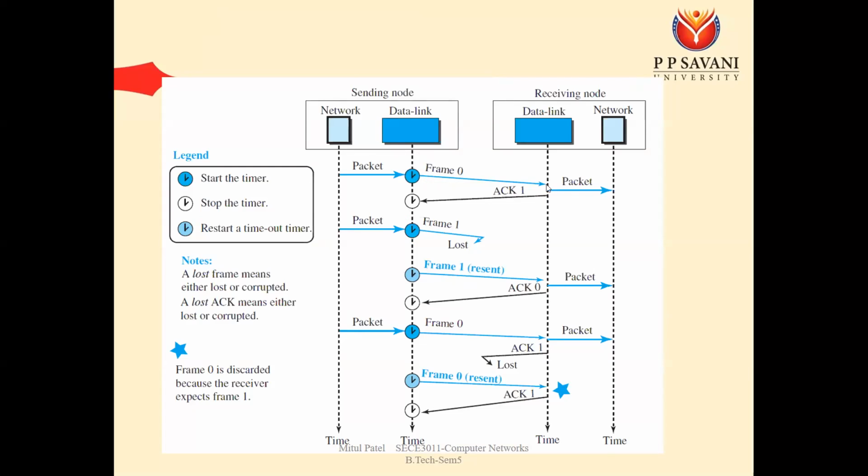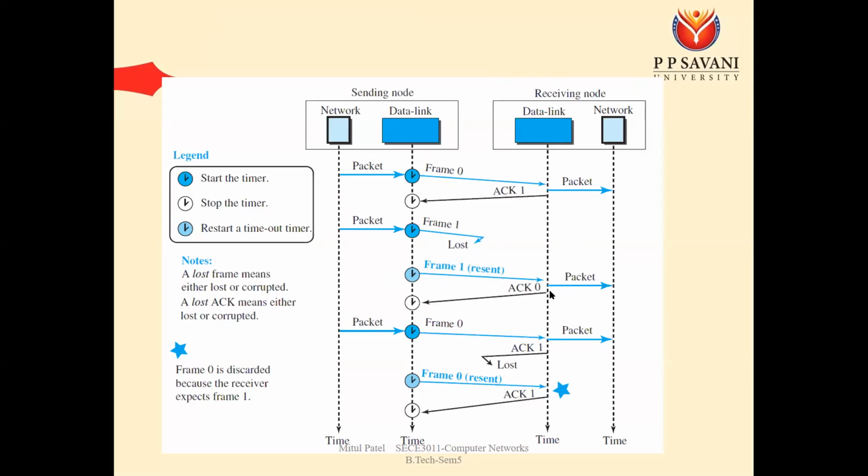Okay, so first frame is correctly received, acknowledgement is also correctly received, so the communication of first frame is correct. Now the second frame we send, we name it frame 1. Frame 1 is lost during the transmission, its timer will expire, no acknowledgement will be received, then frame 1 is again resent.